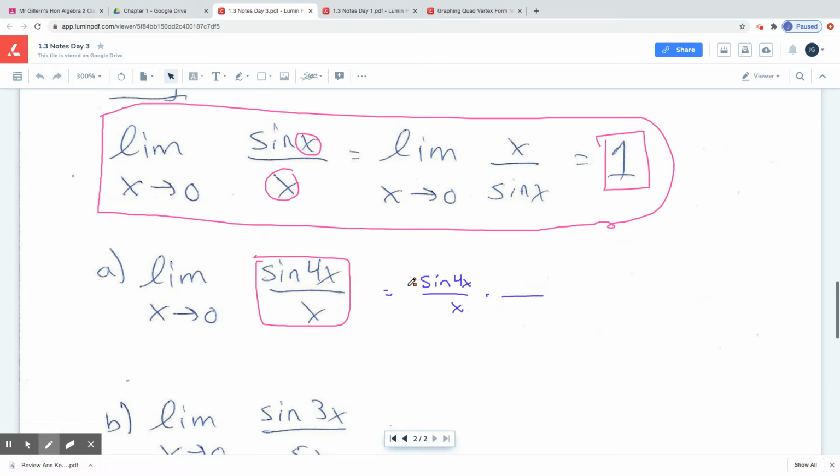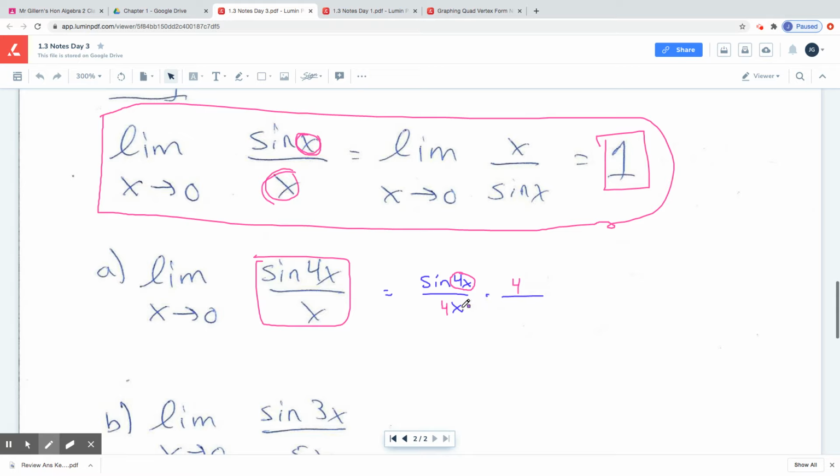Now, this is not equal to 1. It almost is equal to 1. But in order for it to be equal to 1, I need whatever is after the sine to be underneath. I have a 4x here. So in order for that to equal 1, I need to put a 4 there. But I can't just add a 4 to the bottom of something. But if you multiply the bottom and the top by something, you can.